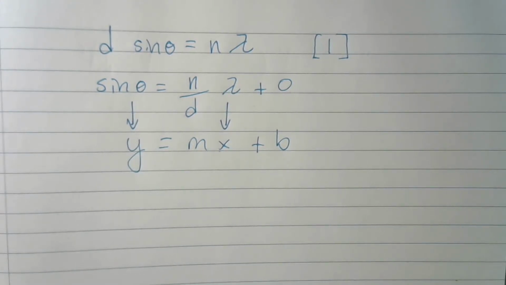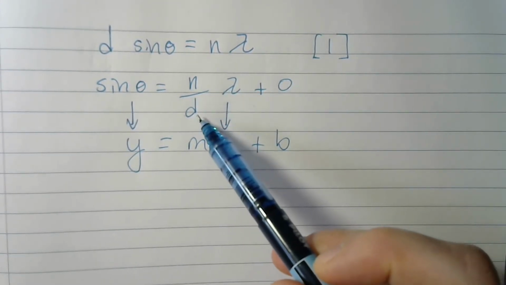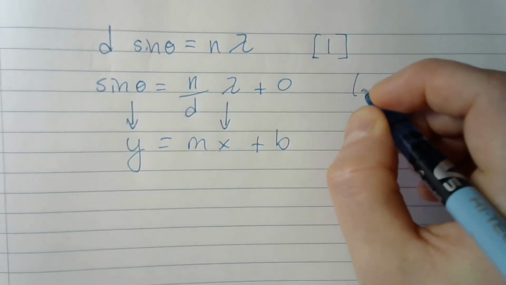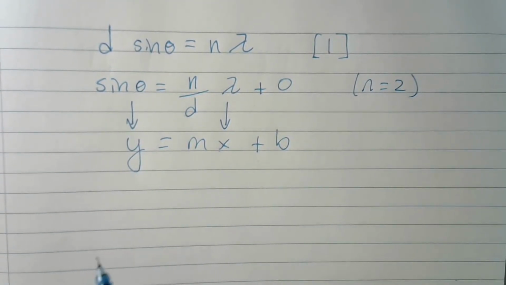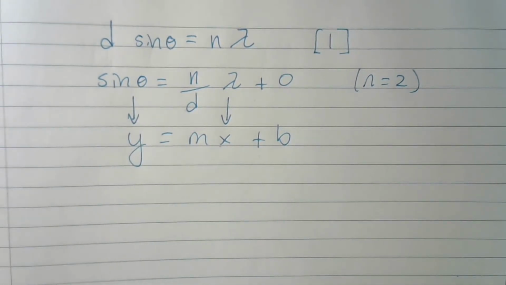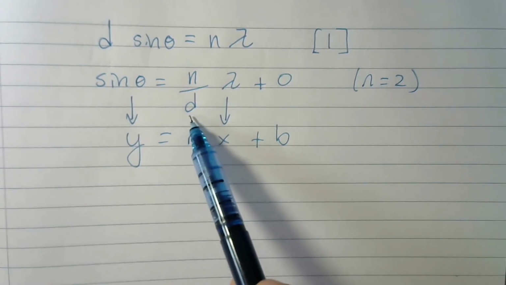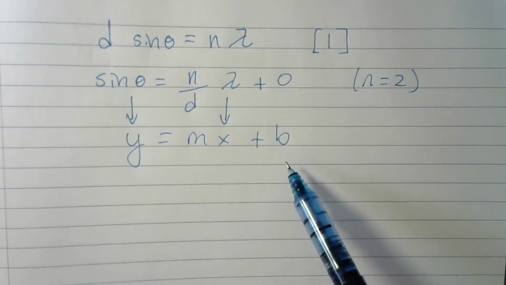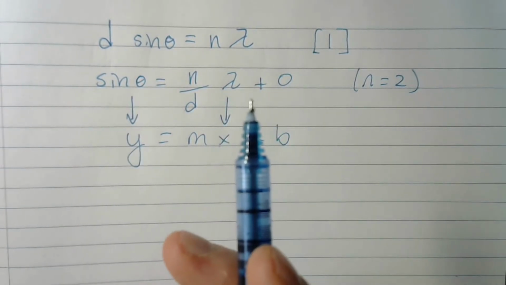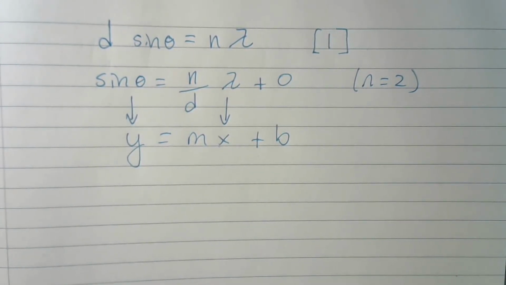And that'll give us a constant value for the slope where we have n over d, n being the order of maximum, so n equals 2 for all of your measurements, and then d being the diffraction grating spacing, which we want to determine experimentally. So our predicted slope value is equal to n divided by d, and then our predicted y-intercept is equal to 0.